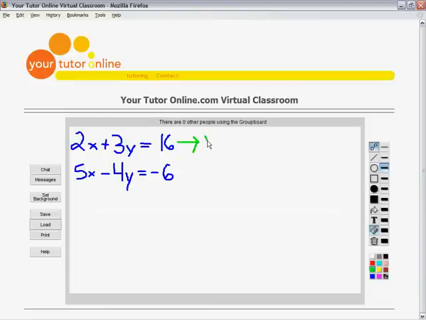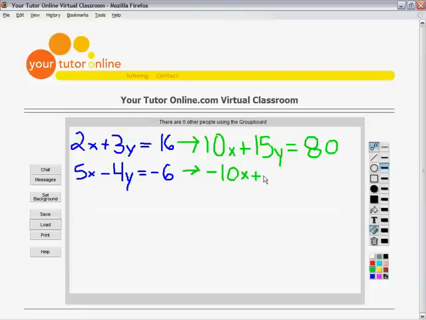2x times 5 becomes 10x. 3y times 5 becomes 15y. And 16 times 5 is 80. For this equation, we're multiplying by negative 2, so we'll get negative 10x, positive 8y, and all of that is equal to positive 12.